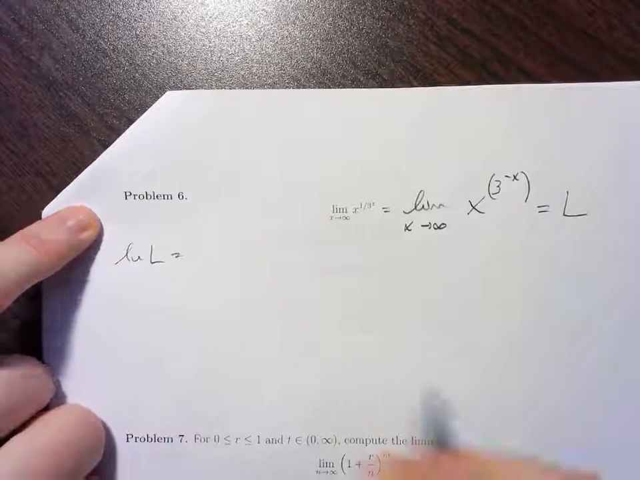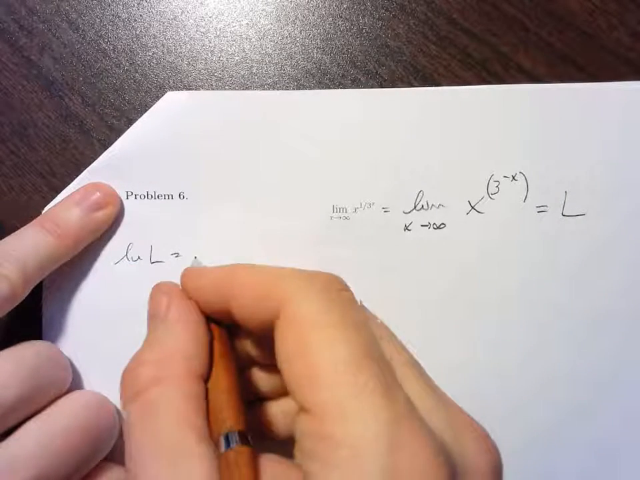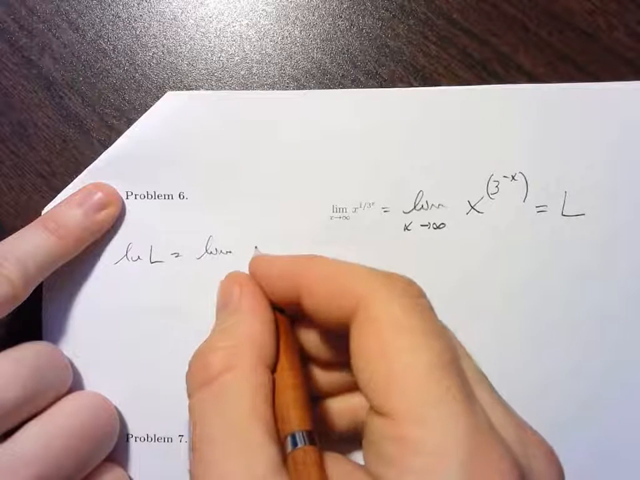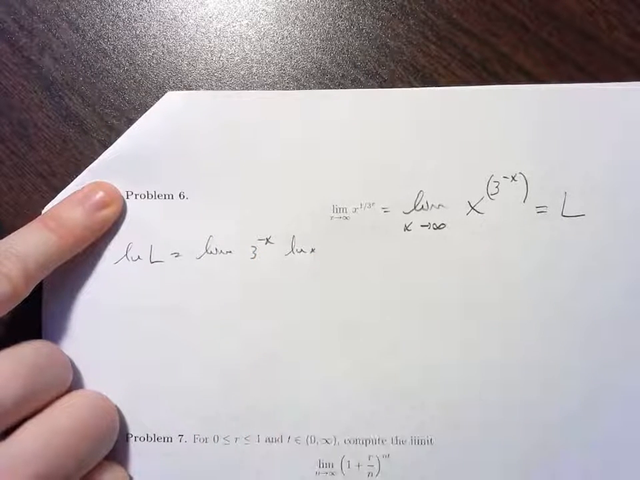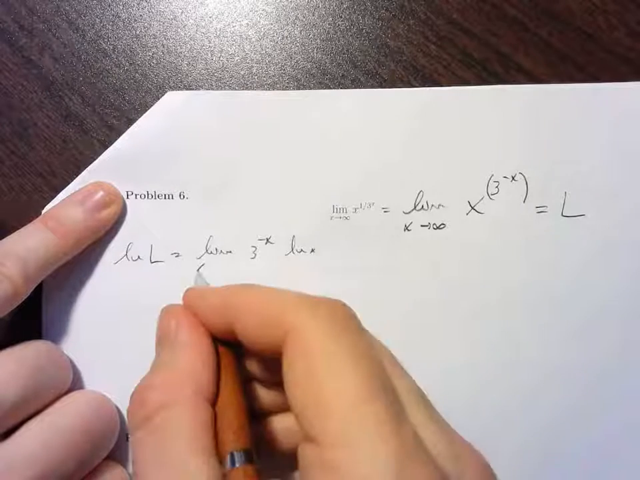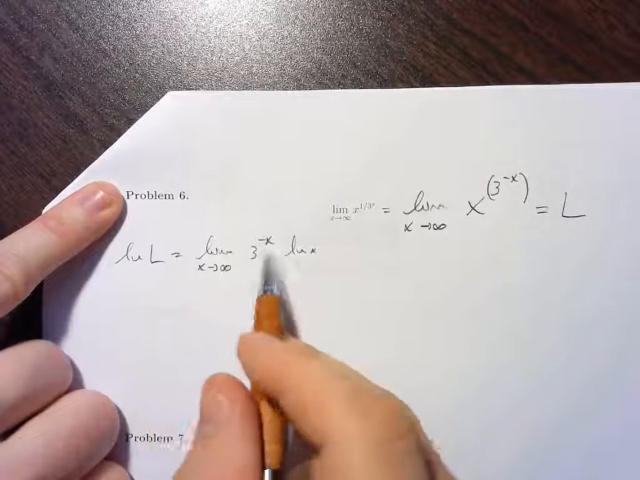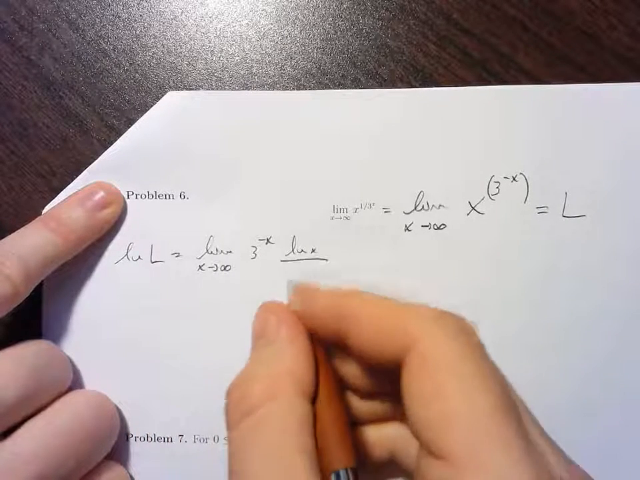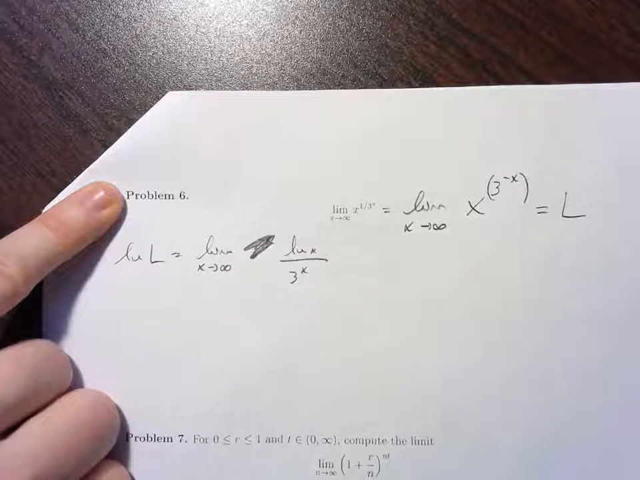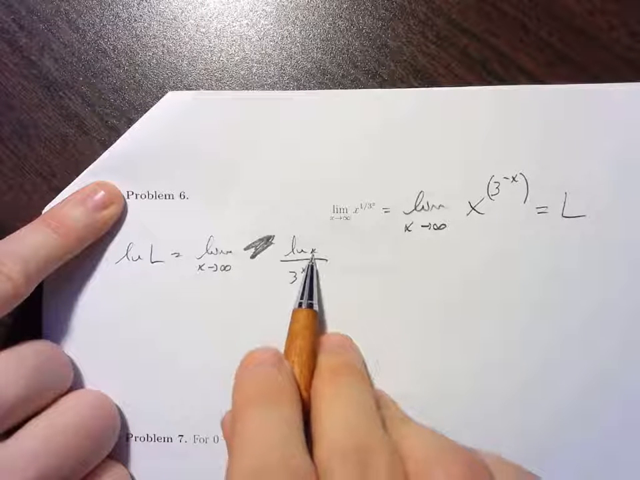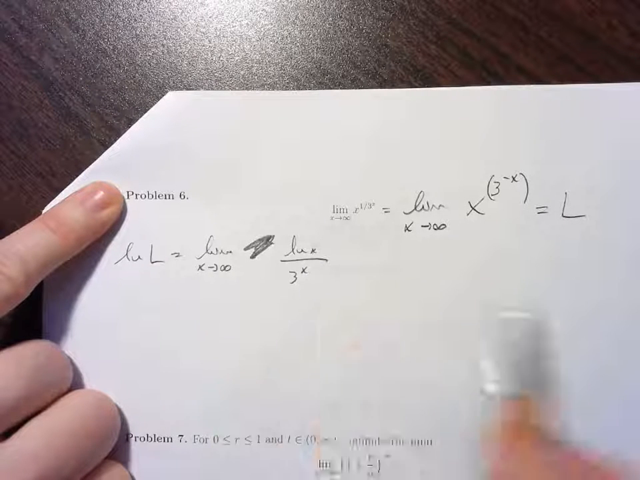So the ln of my limit is going to be the limit of 3 to the minus x ln x, as x goes to infinity. So I might as well bring this 3 to the minus x into the denominator and write it as 3 to the x, just like that. Okay, now I have a fraction. The top goes to infinity, so does the bottom.